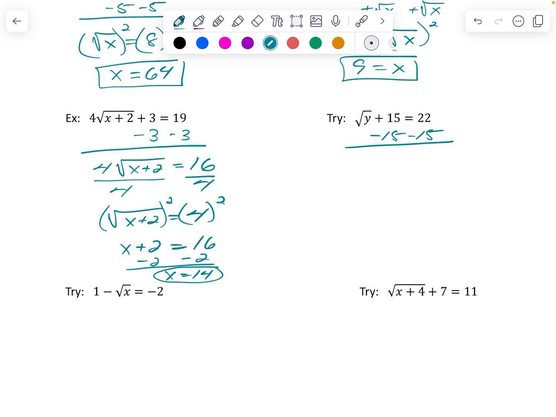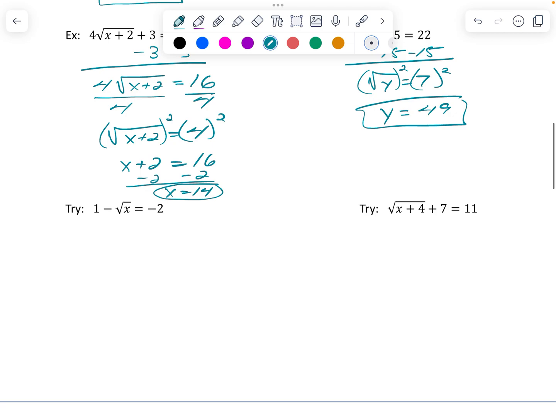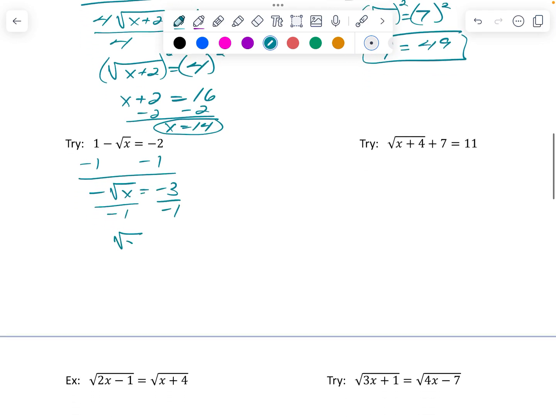So we're going to subtract 15 from both sides. Square root of y equals 7. We square both sides, and we get y equals 49. Here, let's subtract 1 from both sides, and we get negative square root of x equals negative 3. Let's divide both sides by negative 1. So then we have square root of x equals 3. Now we're going to square both sides, and we get x equals 9.